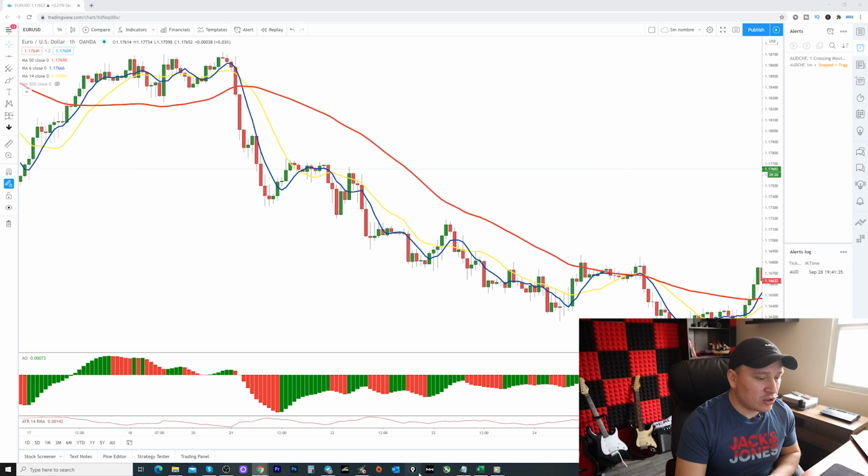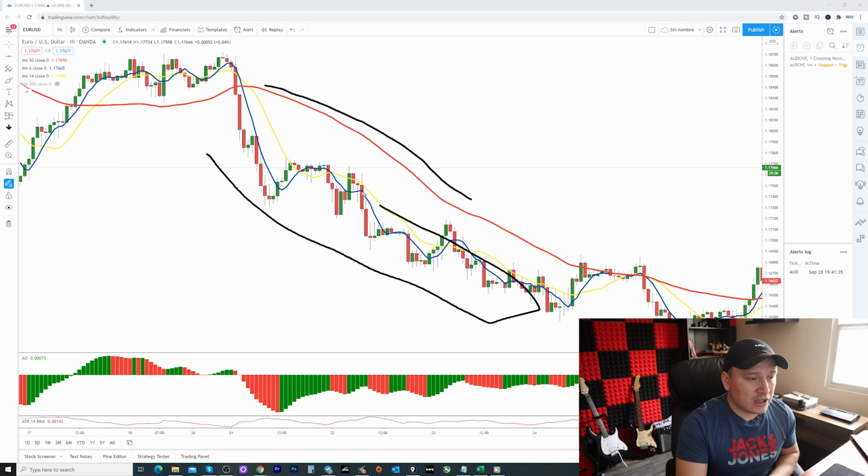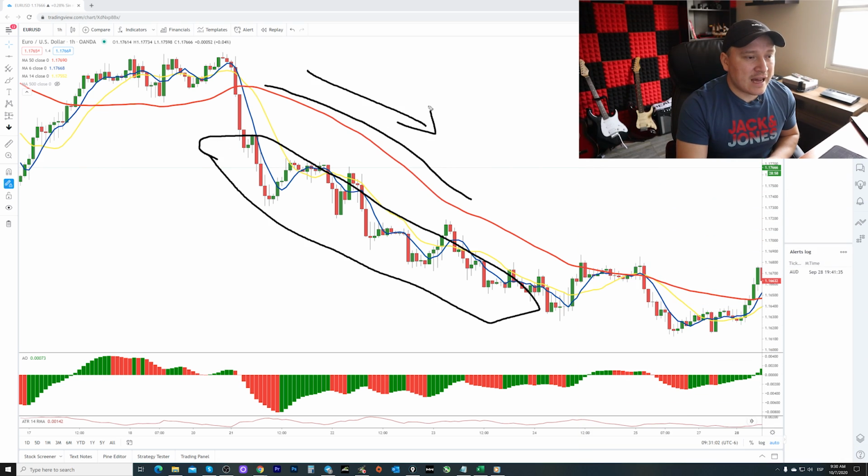So how is it that we're measuring? Let me go ahead and get my pen real quick in here so that I can show you. In this specific area, as you can see, the 50 moving average is above. When the 50 moving average is above, that means above the candlesticks, above these candlesticks right here, this is a downtrend. Okay, this is considered a downtrend.